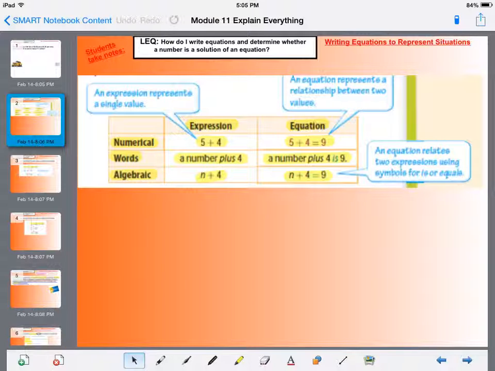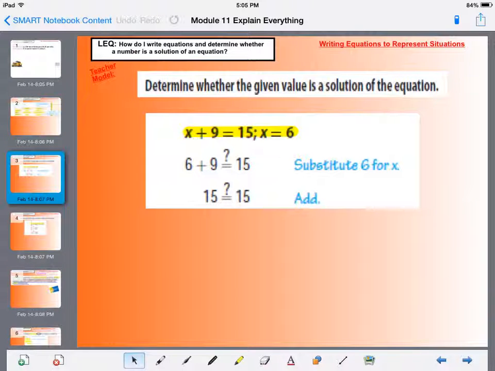This slide just reviews the difference between an expression versus an equation. The expression does not have an equal sign, where an equation has the word equal in it, and that's an easy way to remember that the equation does have an equal sign. When determining whether the given value is a solution of the equation, we would plug in the value of x. The equation here is x plus 9 equals 15, where x equals 6. So we plug in 6 and substitute it for x. 6 plus 9, is that equal to 15? 15 is on both sides of the equal sign, and so this is a solution of the equation.